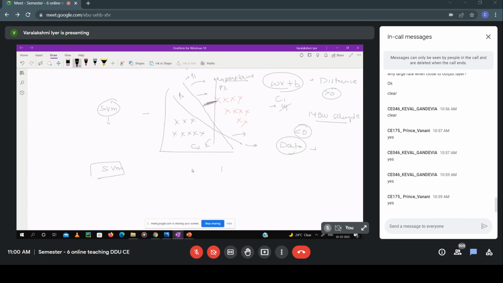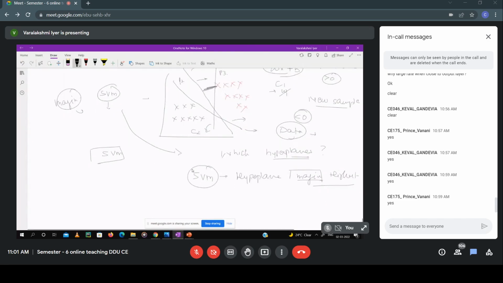But how to identify which hyperplane is optimal? Which hyperplane out of all these hyperplanes is optimal for dividing your data? In that case, support vector machine comes into the picture, where it tries to identify the hyperplane such that the margin distance is highest. Whichever hyperplane has the highest margin distance will be considered your optimal hyperplane. Now, the question might come: what is margin, and how do we identify this margin? So let us see that first.